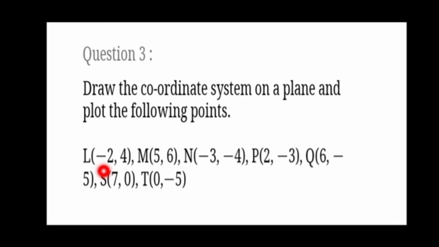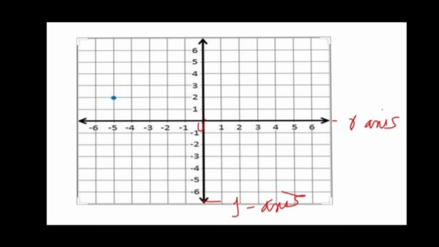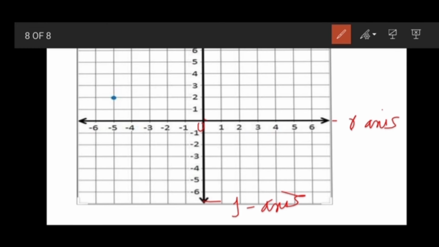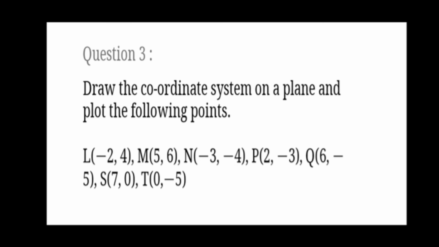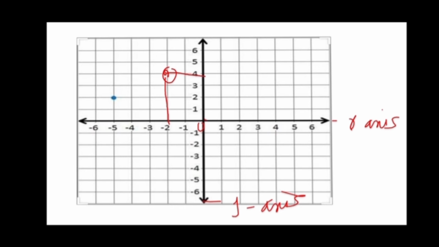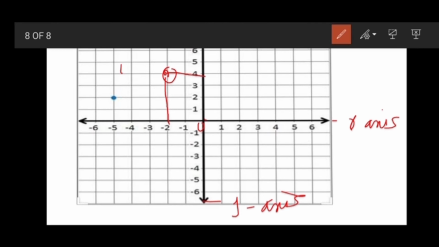So the first point is minus 2, plus 4. Minus 2, plus 4, minus plus means it must lie in the second quadrant. So minus 2 on the x axis is here, and plus 4 on the y axis is here. So when you bring them here, both will meet at this position. See, so you can draw here minus 2 and plus 4. So in this way this point, which point they have given, L. So you can write here point L. So that is minus 2 and 4.